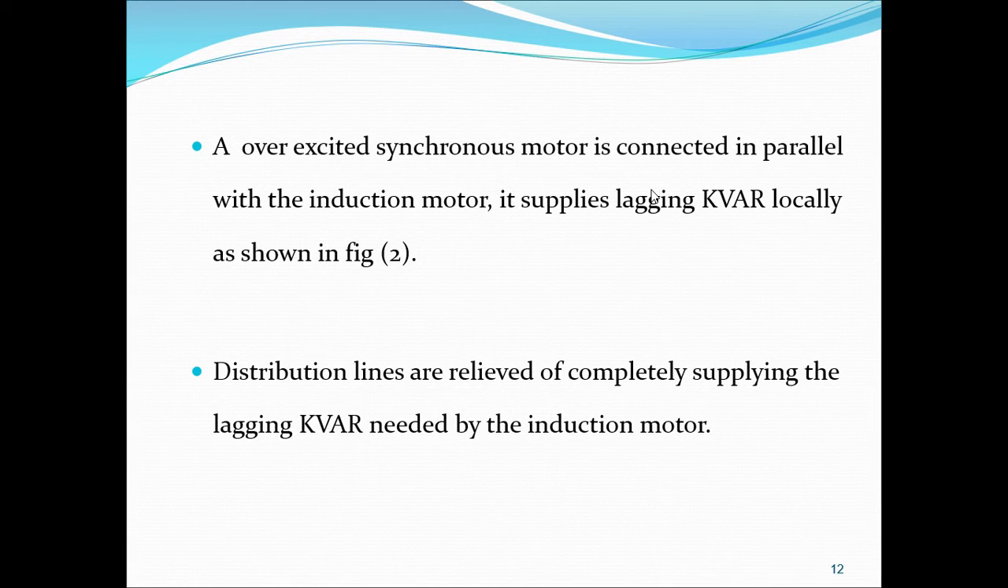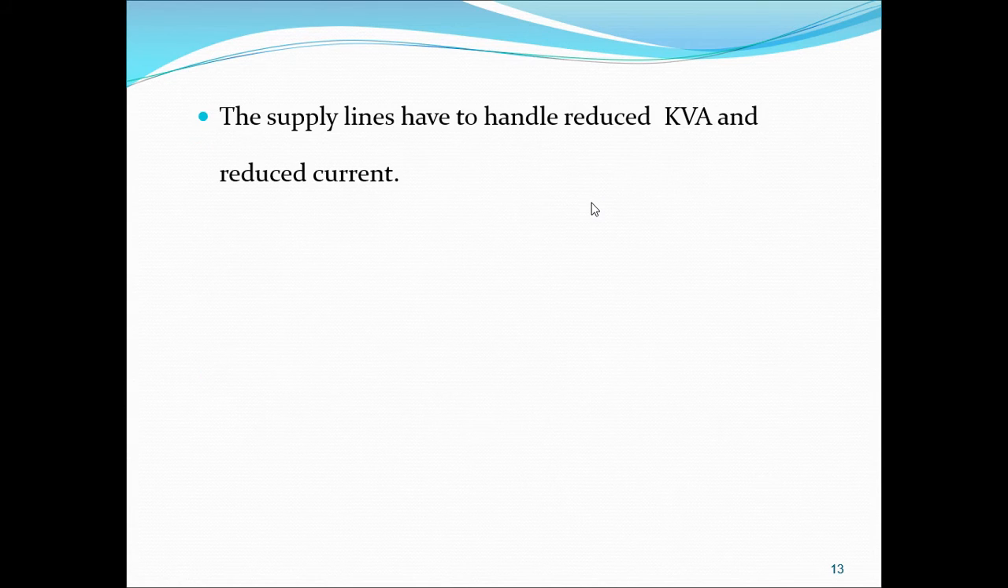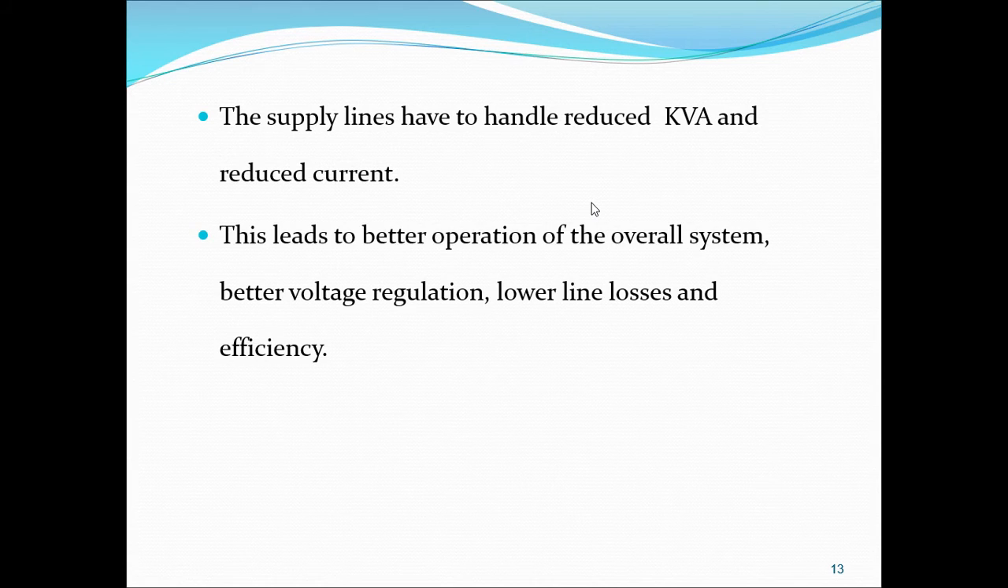So distribution lines are relieved of, completely supply the lagging kVAR needed by the induction motor. Then what happens? The power factor automatically improves. The supply lines have reduced kVA and reduced current.